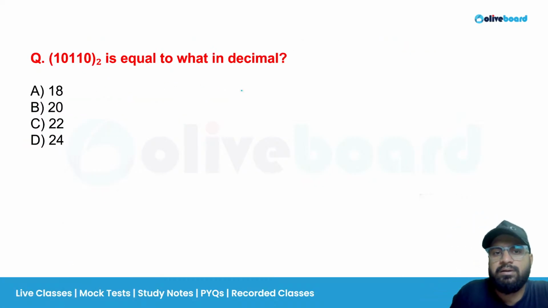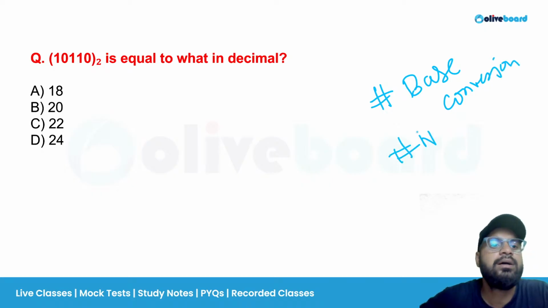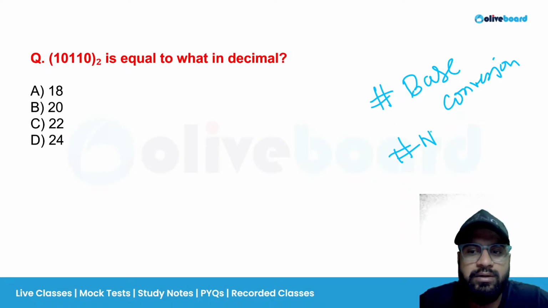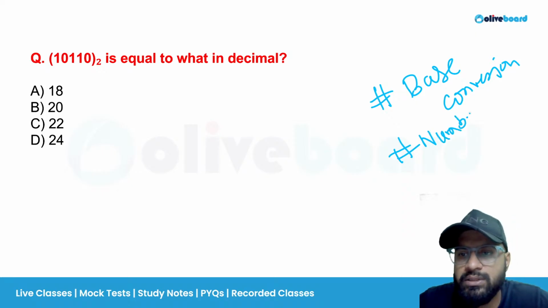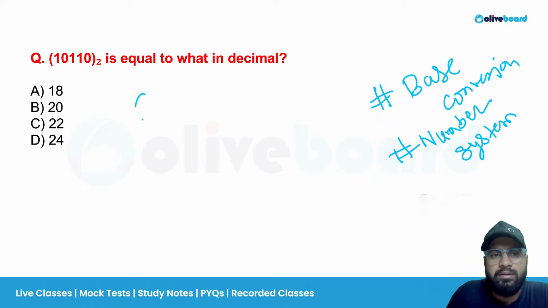Here we are doing base conversion. Base conversion means we are using two bases here. This question is from your number system: how do we convert this binary into a decimal? Here we are talking about the base conversion between the binary system and the decimal system.